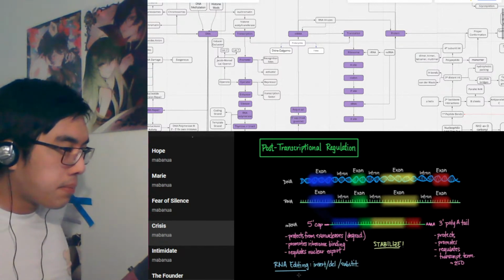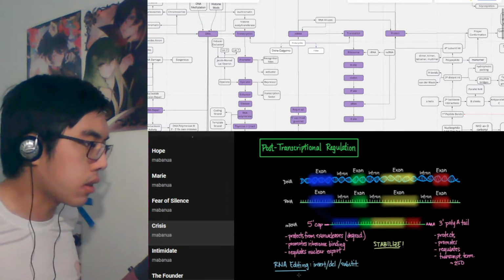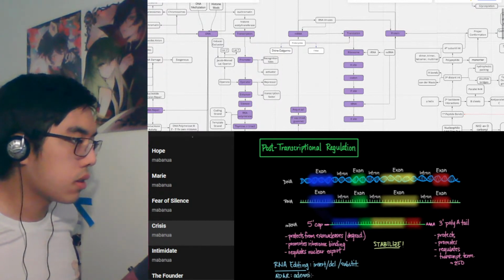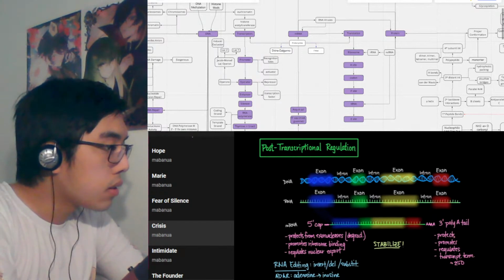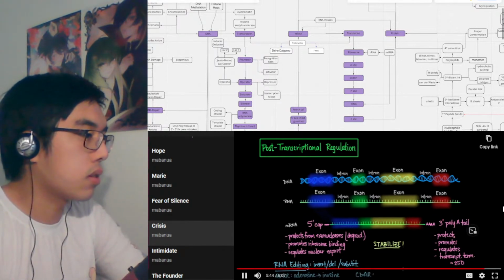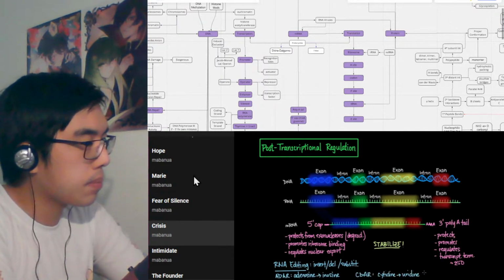Now, one of these enzymes is called adenosine deaminase acting on RNA, or the ADAR enzymes, which convert specific adenosine residues to inosine in an mRNA molecule by hydrolytic deamination. Another type of editing is called cytidine deaminase acting on RNA, or CDAR, which involves deamination of cytosine to uridine by cytidine deaminase.